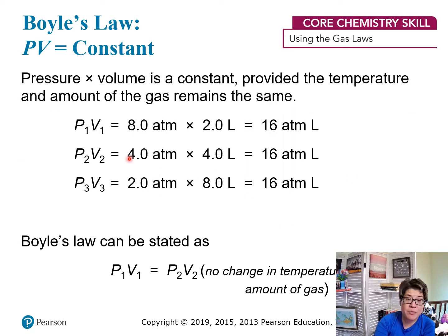These are some examples. So if you have 8 atmospheres of pressure and 2 liters, your atmosphere times liter will be 16. And then if you change some of these values, this can stay the same. So here's another way that we can state Boyle's law. These 2 can stay the same. You can make changes to some of these. You have to change both, and then it results in the same number at the end.